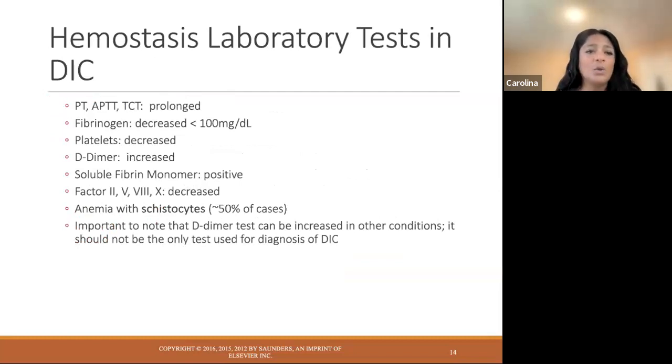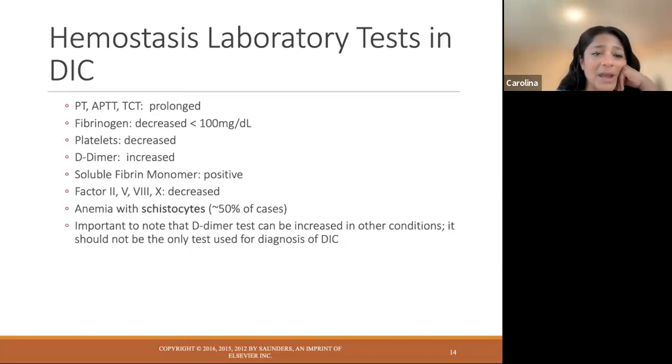You'll have a prolonged PT, APTT, thrombin clotting time, a decrease in the fibrinogen. You'll have platelet counts that will be decreased. The D-dimer will be increased. The soluble fibrin monomer will be positive. Factors 2 (prothrombin), factor 5, factor 8, factor 10 will be decreased.